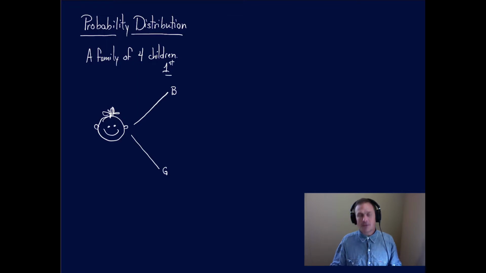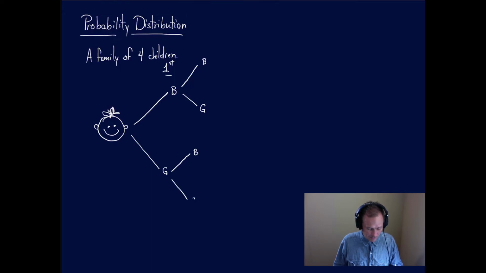Now, then you decide to have a second child. Well, maybe you had a boy on the first, so now you could have either a boy or a girl. Okay, well, wait a minute. What if you had a girl the first time? Well, the second time you might now either have a boy or a girl. Okay, now that was the second child.